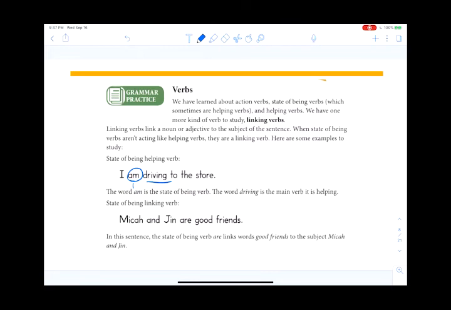Micah and Jin are good friends. In this sentence, the state of being verb are links the words good friends to the subject Micah and Jin. So these two are linked by are.